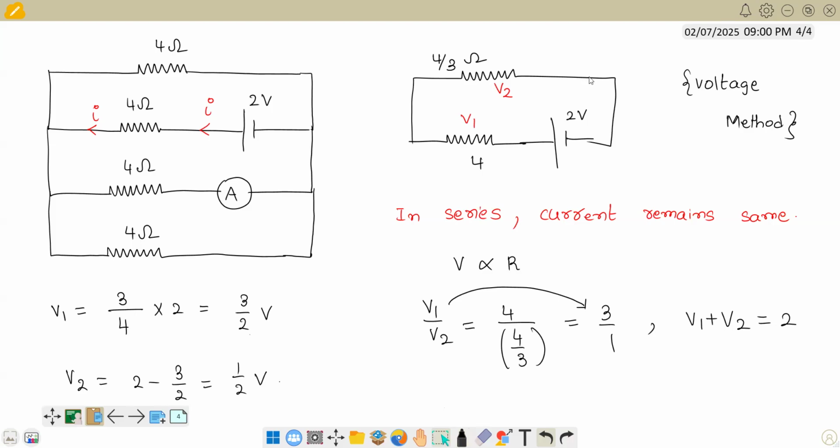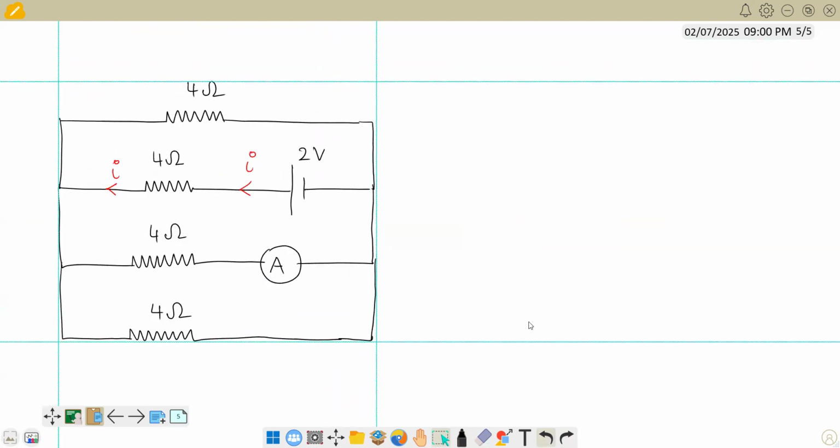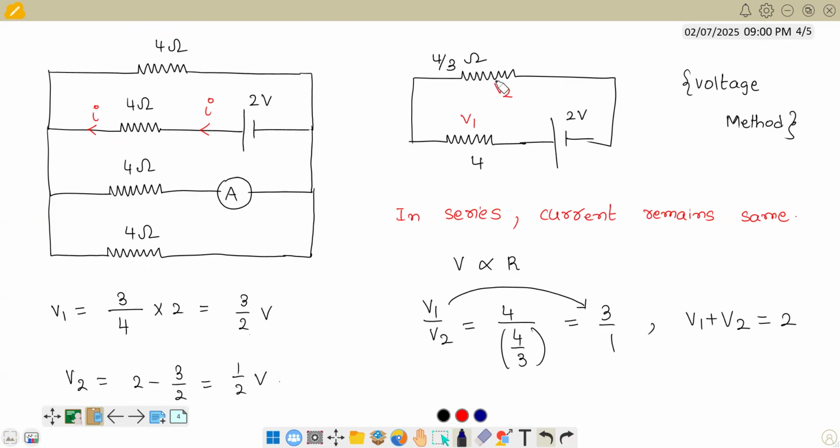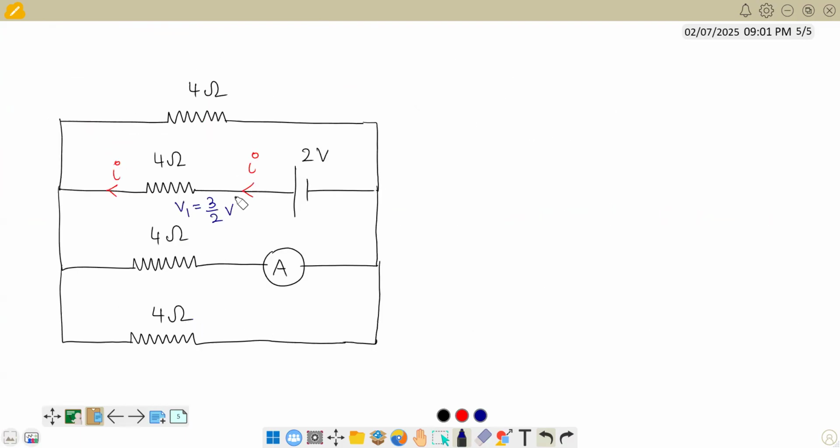Once we get V1 and V2, what can I do about this? So let us take this diagram. We got the voltage across this as 3 by 2 volts and voltage across this 4 by 3 ohm is 1 by 2 volts. Whatever is the voltage across the effective resistance in parallel, each one also would have V2 only. So that's the speciality in parallel. So each one has voltage of 1 by 2 volt, 1 by 2 volt, and 1 by 2 volt.